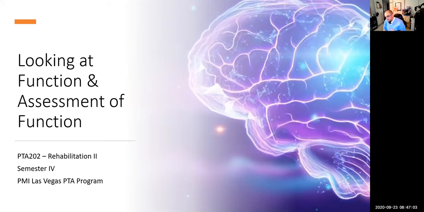So Rehab 2 is going to heavily function and look at neurological based patients. That's why a lot of times Rehab 2 and most programs is considered neuro rehab.